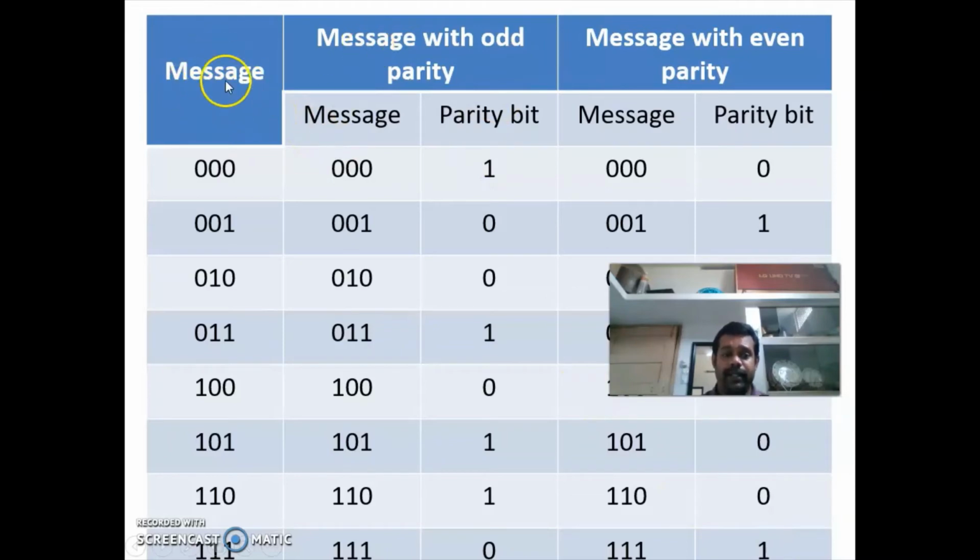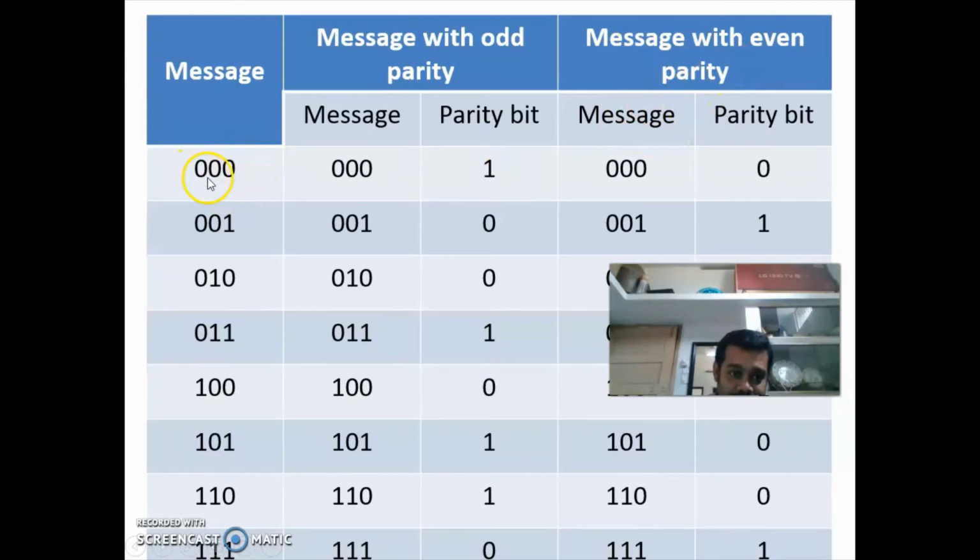Now we are taking a 3-bit message, and first we are going for odd parity, and then we are going for even parity. Parity is the extra bit added to the message in order to make the number of ones odd or even. So if it is odd parity, we have to make it odd. If it is even parity, we have to make it even.